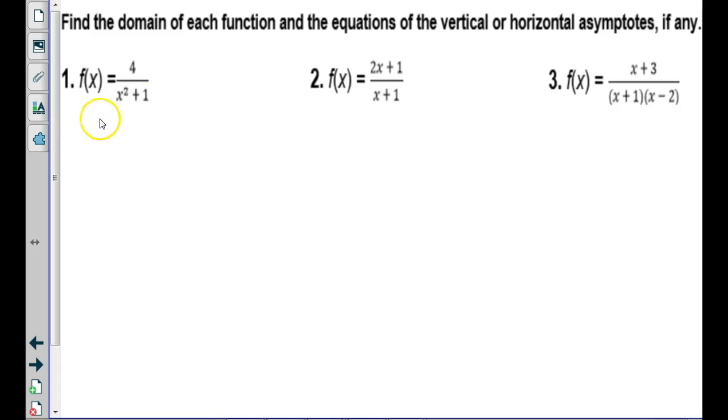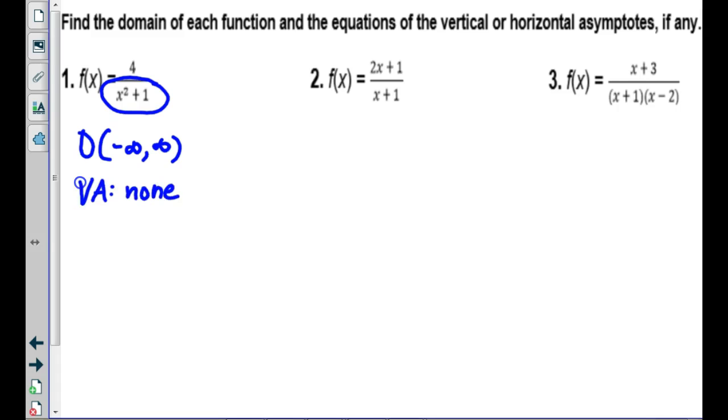Okay, does this have a domain restriction? Can this bottom part ever equal 0? No, because if you square something, add 1, it's going to be positive. So the domain is all real numbers. So does it have any vertical asymptotes? If the domain can, vertical asymptotes are what makes the denominator only equal to 0. Only the denominator, meaning if it made the top 0 as well, then it would be a hole.